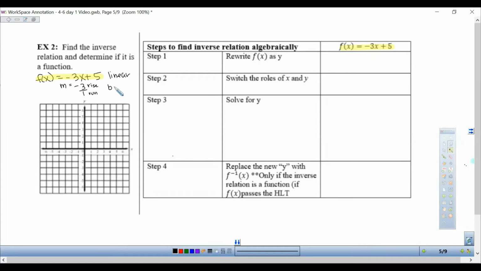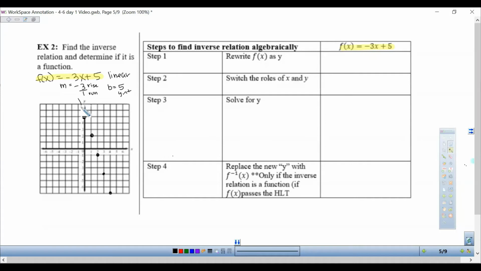My y-intercept is the constant, so in this case, 5. So if I want to graph this function of negative 3x plus 5, I'm going to put my y-intercept at 5. So that's the point (0, 5). And then I'm going to do my rise over run. So I'm going to go down 3 over 1, down 3 over 1, down 3 over 1, right? So I can do that until I fill the graph. And that will create my straight line.